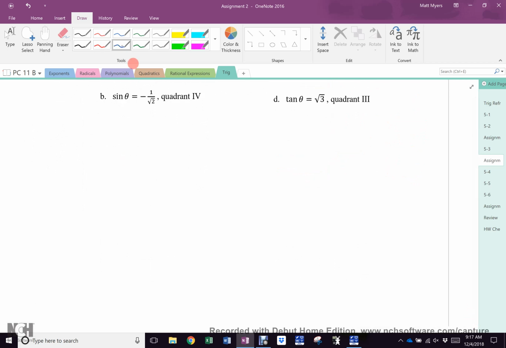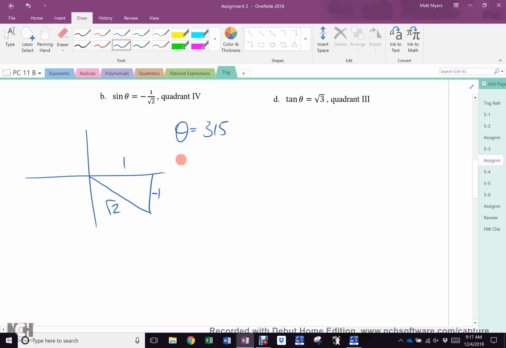Theta is 315. Quadrant 4 is down here. 1 and root 2, that means it's 1, 1, negative 1, root 2. So theta is what? 315. Cos theta is 1 over root 2 positive, and tan theta is negative 1.